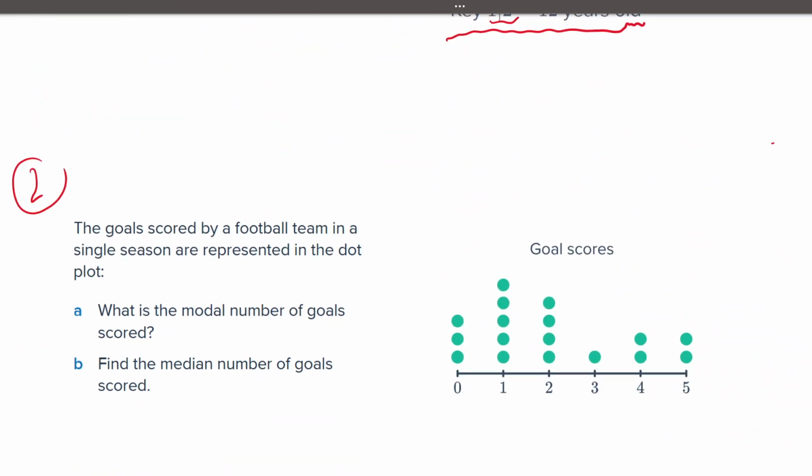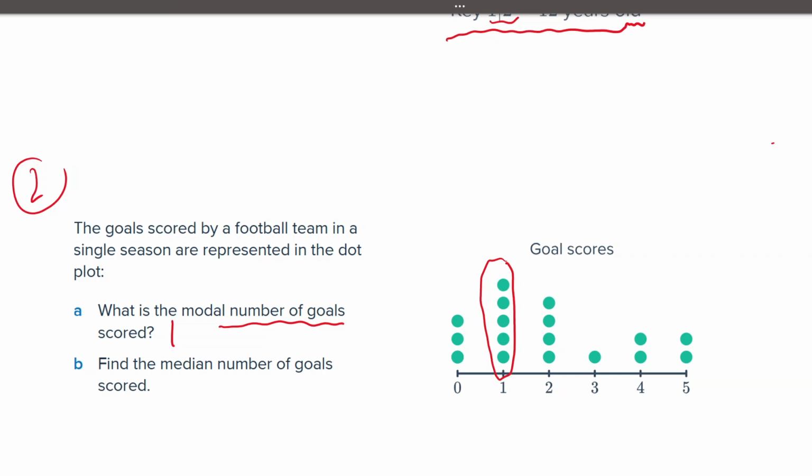Okay, question 2. So we've got a dot plot here. The goals scored by a football team in a single season are represented in the dot plot below. So this particular team scored 0 goals on 3 different occasions. They scored 1 goal in 5 different occasions or 5 matches, etc. What is the modal number of goals scored? So this is easy to calculate because we look at the one that has the most dots. So we can see that the modal number of goals is 1 because it is the highest, it has the most number of dots.